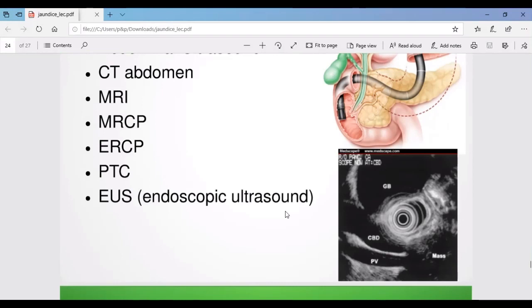And last but not least, we have EUS, endoscopic ultrasound. The problem of the pancreas is that it is a posterior structure. It's not clearly visible in abdominal ultrasound. But if we introduce a scope, then the ultrasound probe is in the very close region to the biliary radical, and we have an ultrasonic picture of the pancreas, the common bile duct, portal vein, gallbladder, and any masses can be seen inside the pancreas.